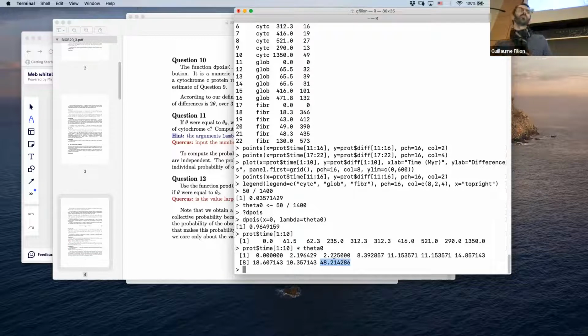It looks already much more plausible to say we expect 48 mutations over 1,350 million years if theta is equal to theta 0. Now, question for you: if the number of mutations after that much time is very different from 50, let's say it's 1,000, what does that tell you about theta 0? Is that a good value? Is that a bad value? What do you guys think? What do you say? It's a bad value, okay?